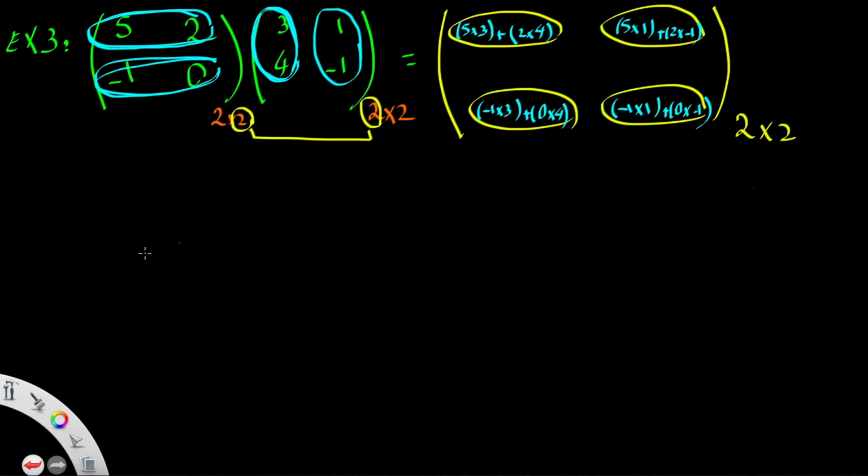Now calculate: 5 times 3 will be 15, and 8, 23. 5 minus 2 which is 3. Here it will be negative 3 plus 0 which is negative 3. It will be negative 1 and that one will be 0, so negative 1 overall, a 2 by 2 matrix.